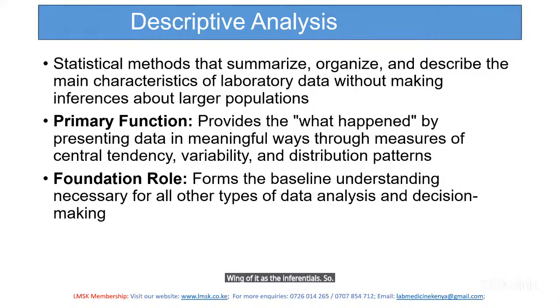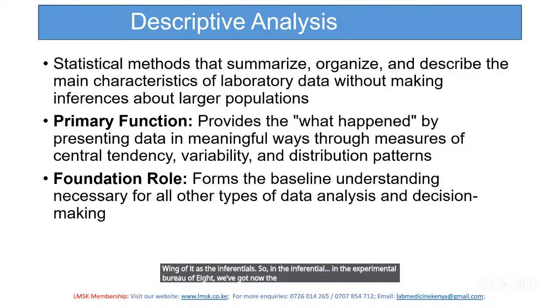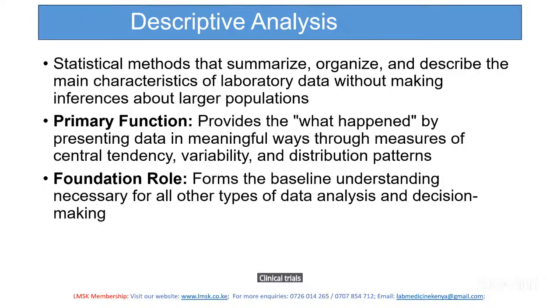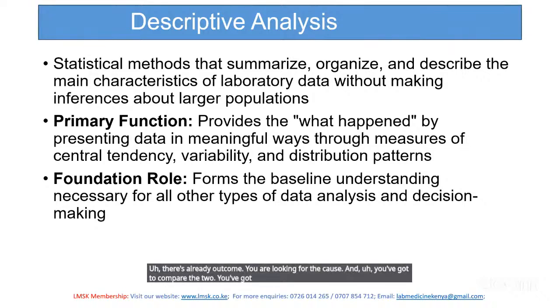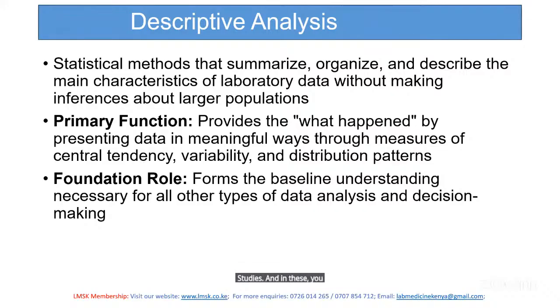In the experimental bit of it, we've got the randomized clinical trials, while in the observational, we've got what we call case control, and we also have the cohort studies. Case control studies are where there's already an outcome and you are looking for the cause. You compare the two, a case and a control. That is why it's called case control studies. In this, you use the odds ratio.